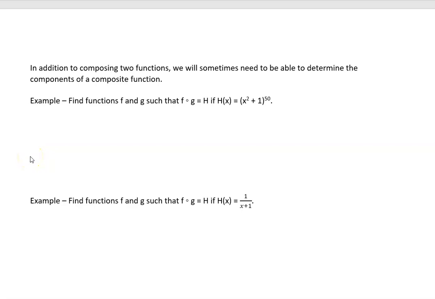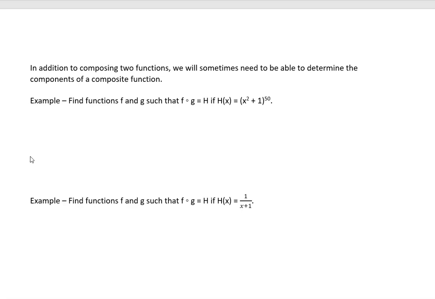In addition to being able to compose two functions together, there are times when we may need to determine the components of a composition function, or kind of decompose it if you want to think of it that way. It looks like a very difficult process, but there's actually a very simple way that we can approach this.